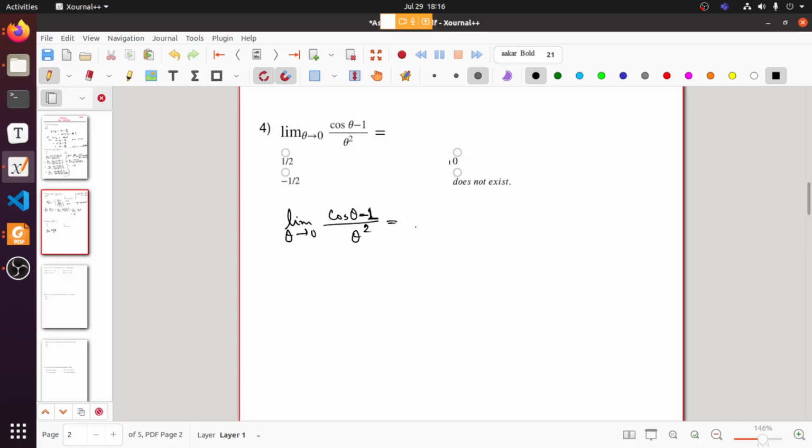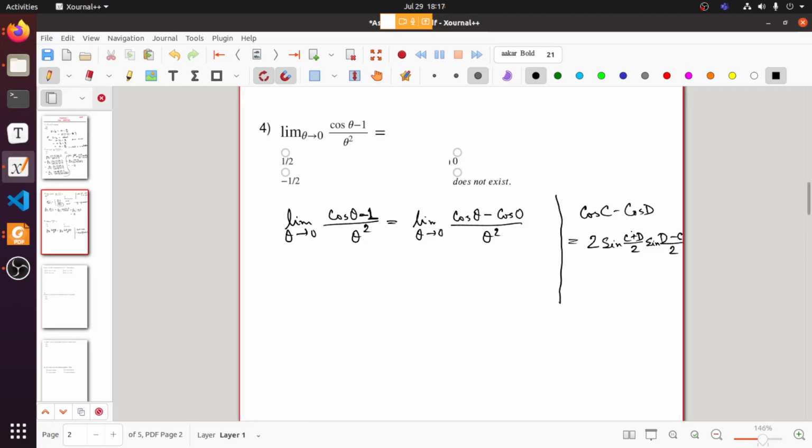So how can you write this? This is limit theta tends to 0 of cos theta minus cos 0, since 1 can be written as cos 0, by theta square. Now you remember the formula, there is a formula for cos c minus cos d, right? So what is the formula? It is minus 2 sin of (c plus d) by 2 into sin of (c minus d) by 2. So this is the formula for cos c minus cos d.